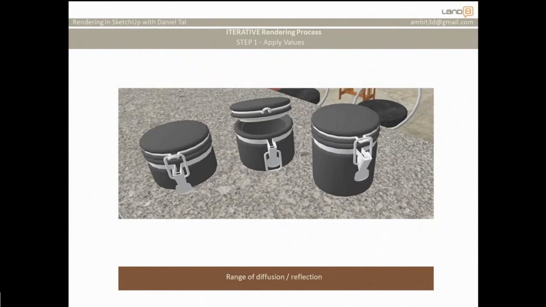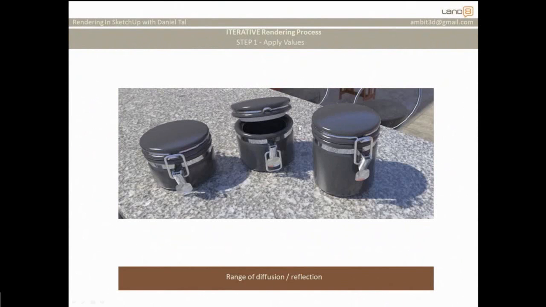The next thing is actually a range of diffusion and reflection. So everything in the real world casts or absorbs light, and you want to give that value, and that's the other set of values you give in these rendering programs, is you're going to give them a range of diffusion to reflection. So for example, this is in SketchUp. I applied values to them, and I'll give you an example. I'll do a little bit of hands-on of showing how I apply values, and then I render it, and you can see what happens when I render it.